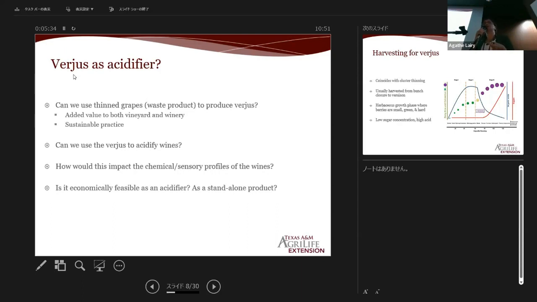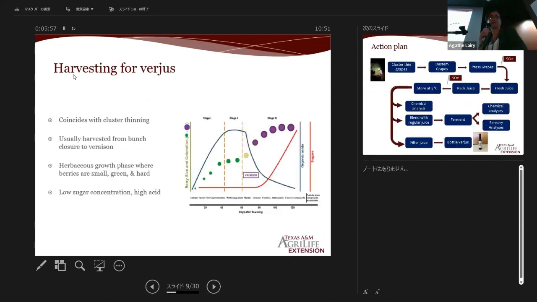And if we can, how would that impact the quality of the wines and the sensory profile of the wines that we added verjus to acidify? Also, another question that we had: is it economically feasible to use verjus as an acidifier, or to have it as a standalone product for your winery? So just produce verjus and sell it as verjus rather than an acidifier.